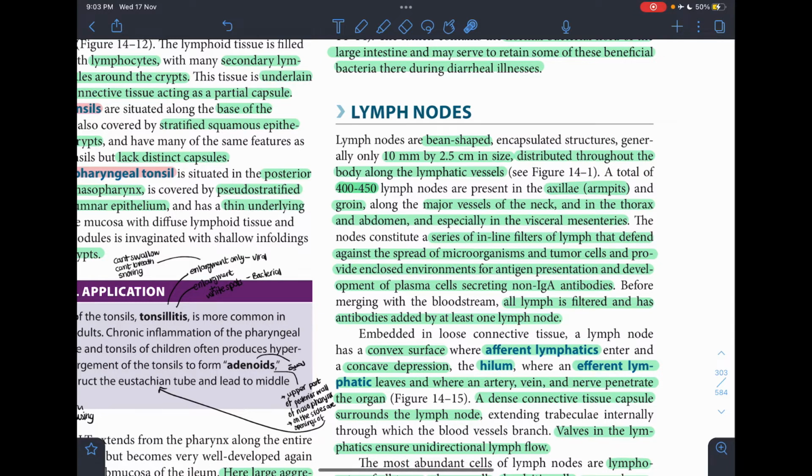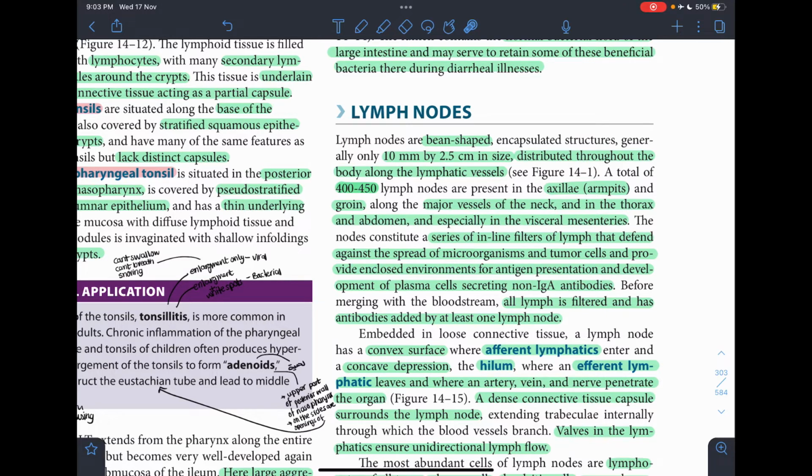The nodes constitute a series of inline filters of lymph that defend against the spread of microorganisms and tumor cells and provide enclosed environments for antigen presentation and development of plasma cells secreting non-IgA antibodies. So the function of lymph nodes, first, their main function is to filter. They filter the lymph coming from the circulation.